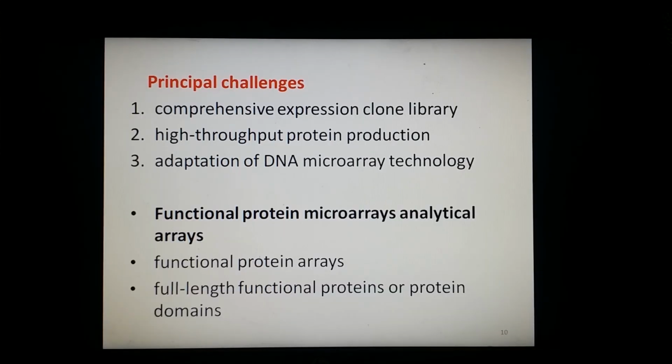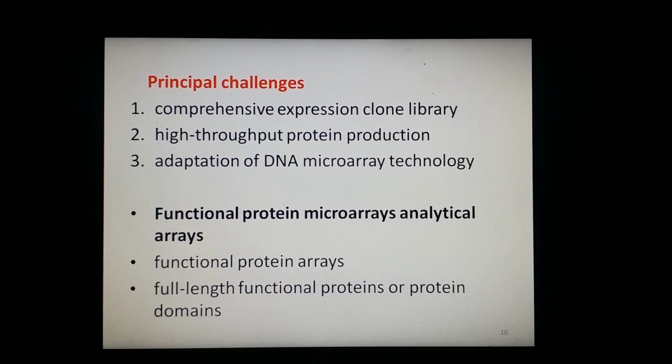The microarray format basically provides a robust and convenient platform for the simultaneous analysis of thousands of individual protein samples, and it facilitates the design of sophisticated and reproducible biochemical experiments under highly specific conditions. However, there are some principal challenges in protein array development, and these challenges are threefold.